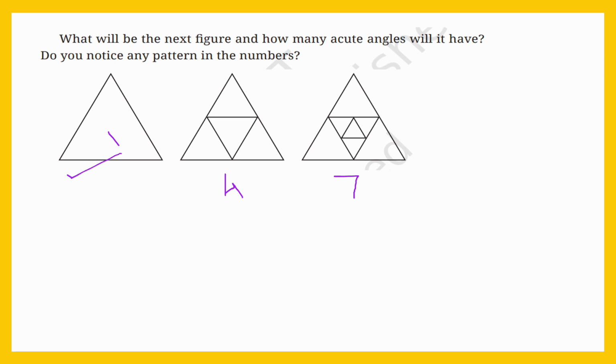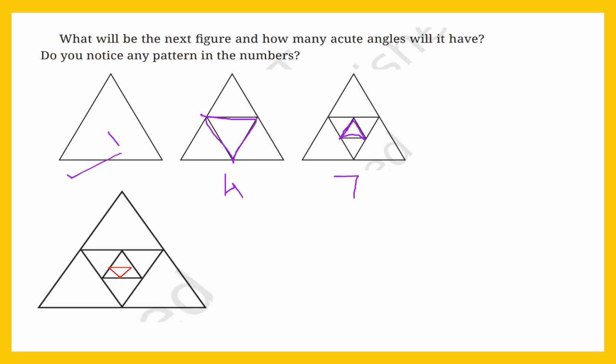In the next figure, you can see one more triangle and that triangle is drawn inside the first triangle upside down. Okay. Then next figure. In the next figure, one more triangle is drawn inside the second figure upside down. See, this is the pattern. So, what will be the next figure in the pattern? See, like this. You draw one more triangle inside this third figure upside down. You will get the pattern.